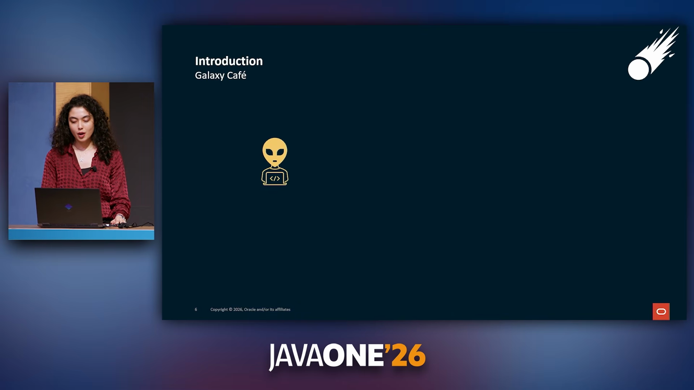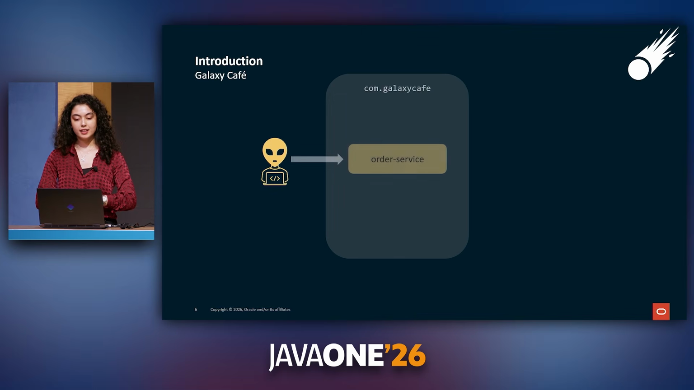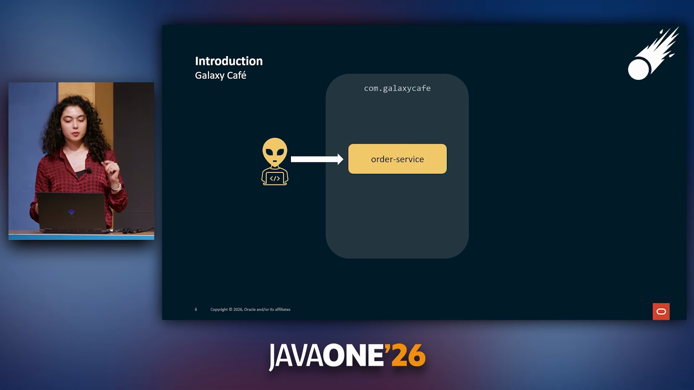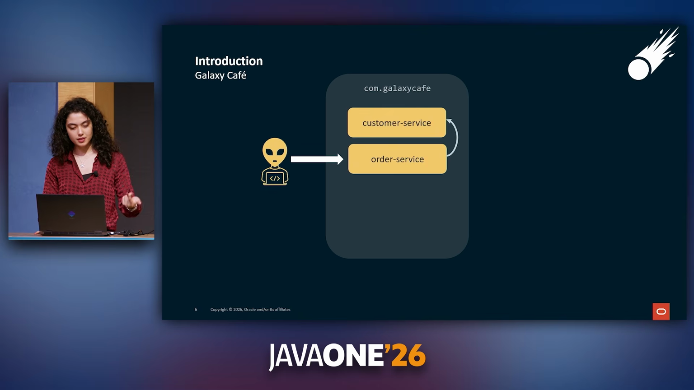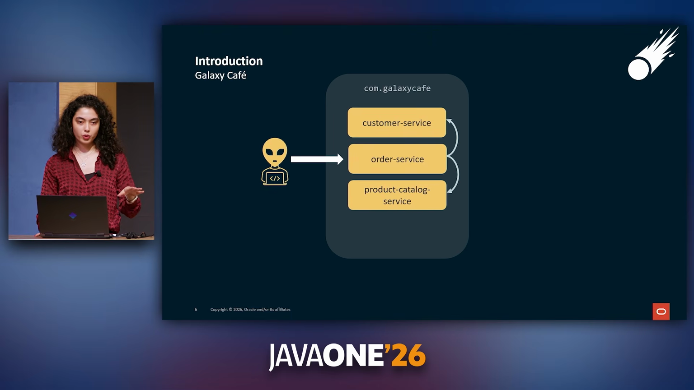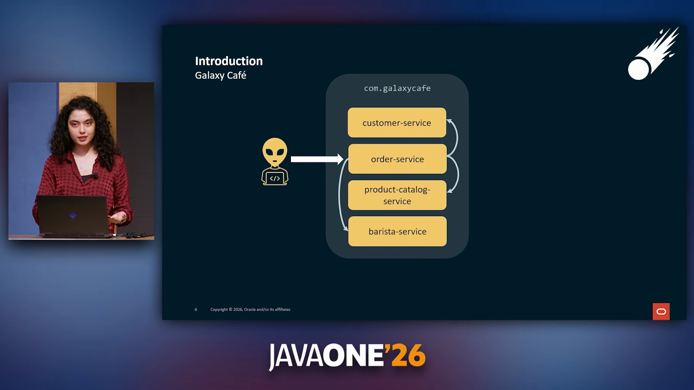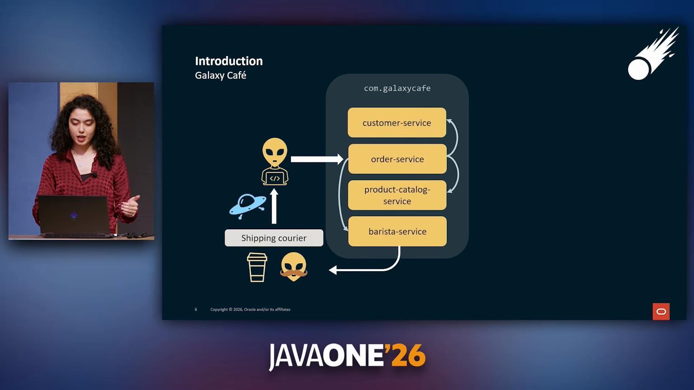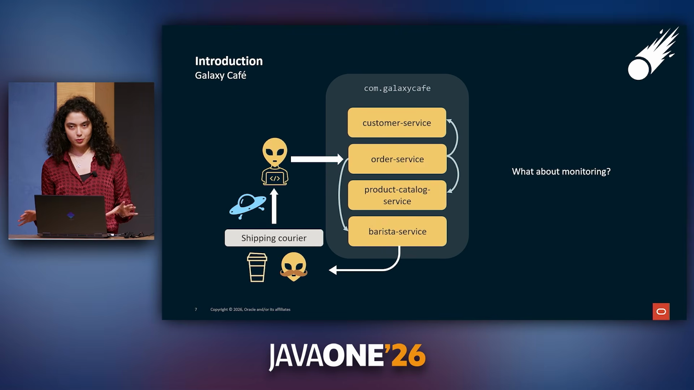An alien customer places an order, and in Galaxy Cafe, order service receives it. And then this service validates the customer registration with customer service, and it checks whether the ordered product is available or not with product catalog service. And if everything is okay, then barista service prepares the order and then ships to the customer. These microservices are implemented in a containerized cloud environment, and each of them runs on JVM. Everything is pretty straightforward so far.